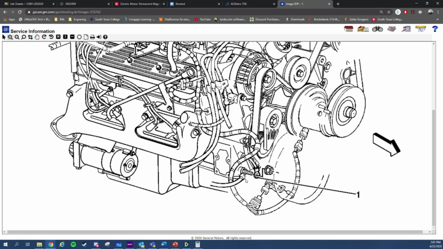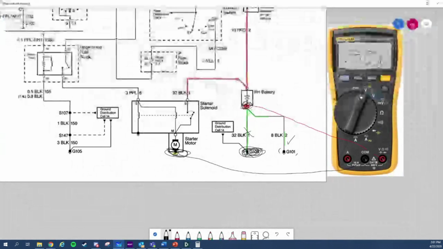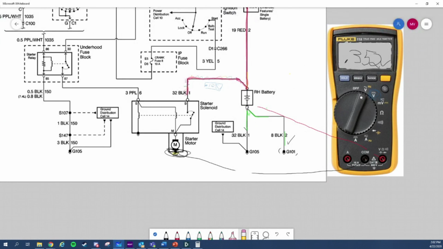So think about it. This cable on my schematic right here, G105. Can y'all see that? Yeah. Where is this attached to? The block. The block. The block and then? The starter. No, not the starter. It's a battery. The battery.